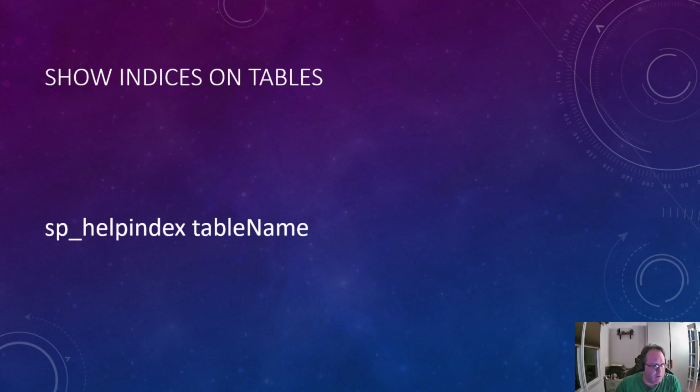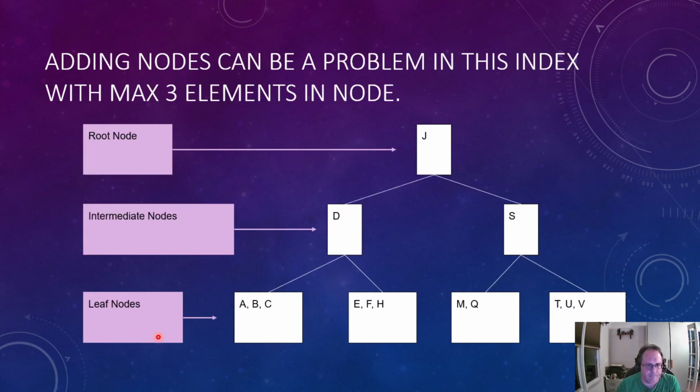Recall that I built a B tree. By default, SQL Server is going to make that index as efficient as possible in terms of disk space. It's going to use as little disk space as it needs to, which means adding nodes can be a problem. Now, I'm going to make the assumption here that each one of these nodes can have up to 3 elements in a node. I'm just making that assumption. I don't know for sure if that's how I set it up, but let's just go with it.